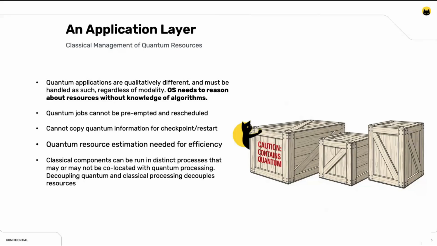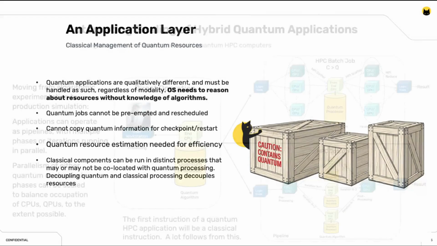And a comment here at the end, and this is getting at something we've been discussing off and on in this group: the classical components of the computation can and probably should be run in distinct processes in the strict sense of a computer process. And those processes may or may not be physically co-located with the quantum processor, but depending on what you're doing, they had better be close. But logically decoupling the classical and quantum computation gives us a lot of flexibility in terms of how we manage things.